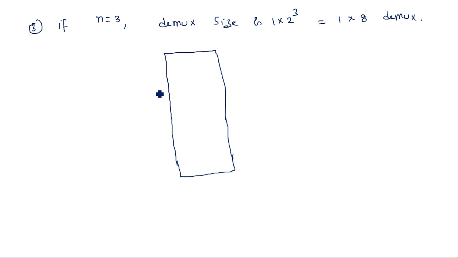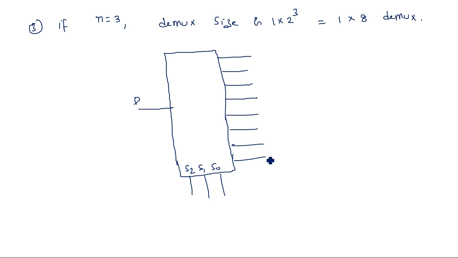1 by 8, n is equal to 3, which means we have one input and 3 selection lines S2, S1, S0, and a total of 8 outputs: 1, 2, 3, 4, 5, 6, 7, 8. So it is O0, O1, O2, O3, O4, O5, O6 and O7. This is the 1 by 8 demux. Depending upon the selection lines, the input data will be transferred to the corresponding output line.